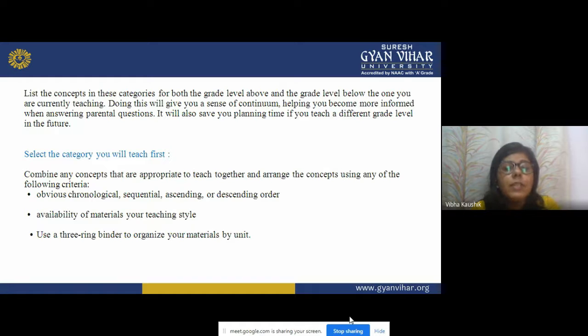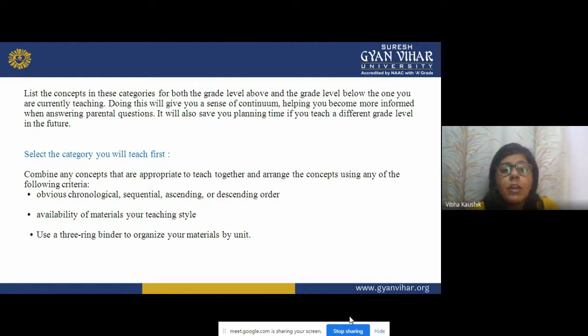List the concepts in these categories for both the grade level above and the grade level below the one you are currently teaching. Now, what is that grade level above and the grade level below? For example, you are studying in class 10th. Now, the grade level above will be your 12th standard, and the grade level below will be your 9th standard. So, list the concepts in these categories.